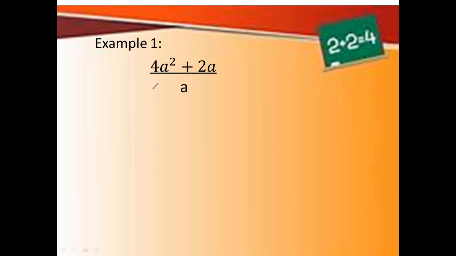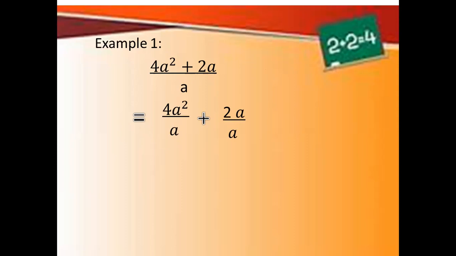Okay? So if you want to write that separately, then we can write (4a squared plus 2a) over a. All right, take note, the divisor is a, the dividend is 4a squared plus 2a. Following the steps, we can separate. So 4a squared over a, plus 2a over a. So that means we are to separate and then simplify.